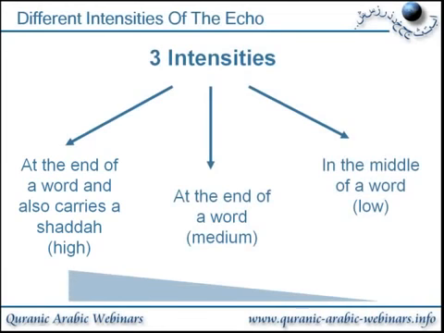So here I've drawn a slider showing the intensity. So again, in the middle of the word it's the lowest, at the end of the word if it's read as sakin it's medium, and at the end of a word where it's read as sakin and it carried a shadda before you made it sakin, then it goes to the highest level.